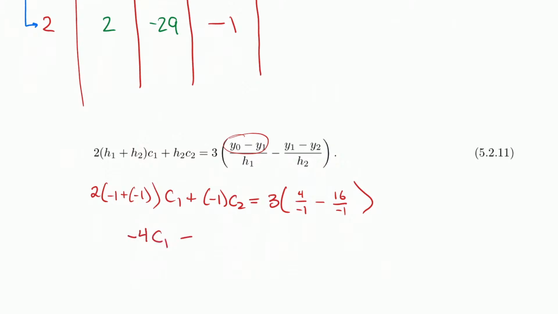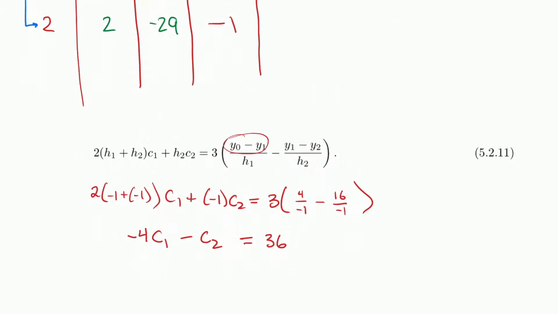Or C1 minus C2, 3 times 4, 16, 12. 3 times 12, 36. All right, well, that's only one equation. I need two more equations. Yeah, I think that's the deal.